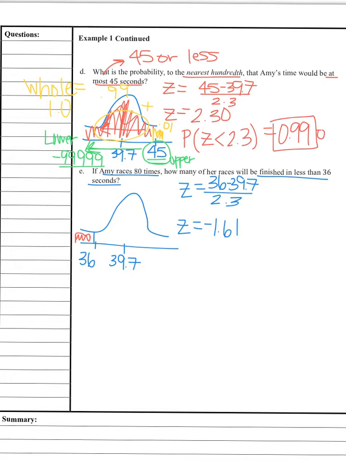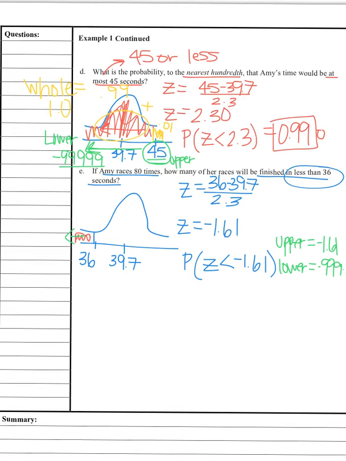So we're going to find the probability that the z-score is less than negative 1.61. Our upper bound, the largest that we want it to go, is negative 1.61. And then the lower bound, since we're going to the left infinitely, is going to be negative 9,999, and so forth. Typing that into your calculator, plug it in, and hit enter. The probability ends up becoming 0.053699.